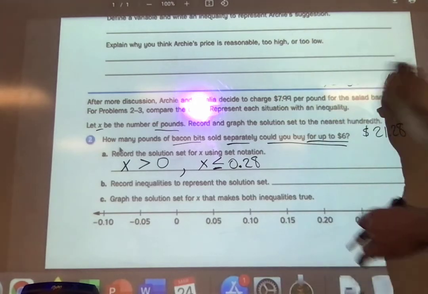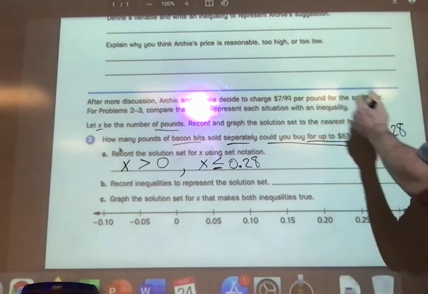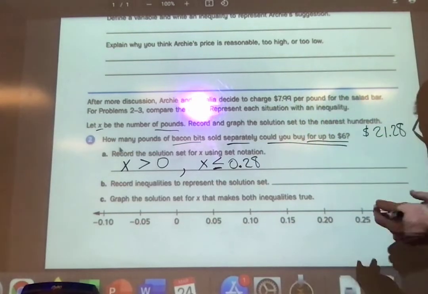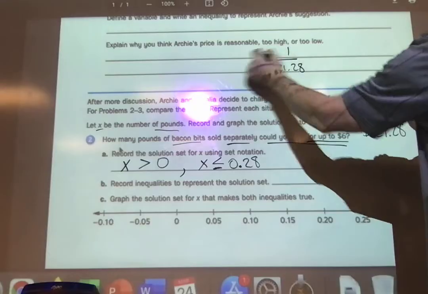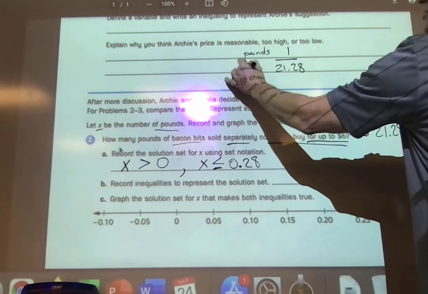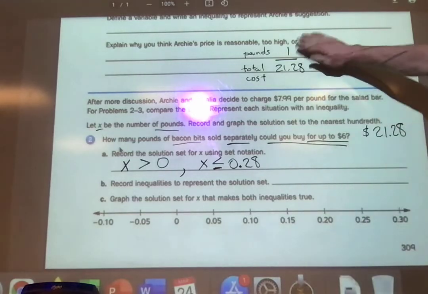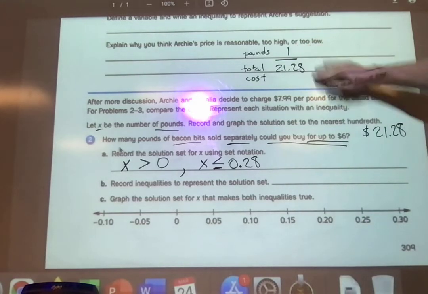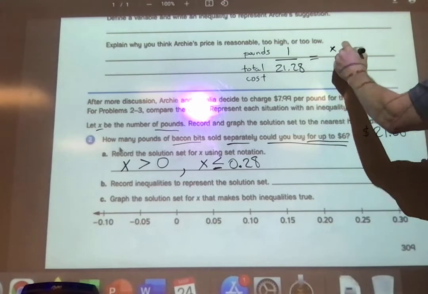Another way to think about it, if you're setting up a proportion, is that a lot of you were told you can compare pounds to cost. So you can make it look like a fraction. Again, this is the ratio stuff we talked about. We could say 1 pound costs $21.28. So here's my pounds, and I'm comparing it to total cost. Think of this like a ratio. 1 pound is $21.28, and that's got to equal, well, we don't know how many pounds, so we're going to call that X.